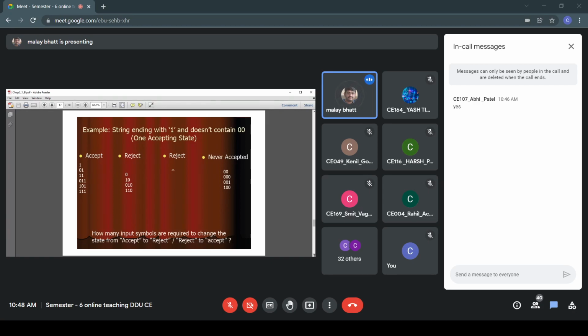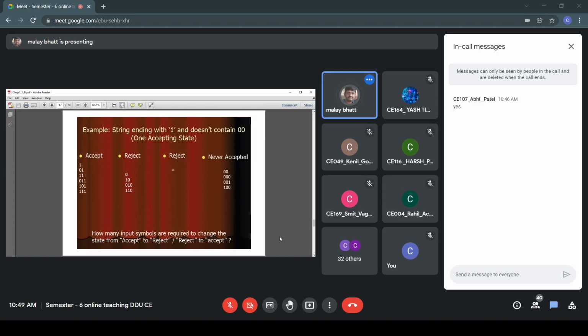The reason is, if I consider null and 1, 0, then what will happen? With 1, 0, and again 0, it will go to the never accepted state. If it is 1, 0, 1, it should go to acceptance. So there is a distance of only one symbol from the null for acceptance. Null concatenated with 1 will go to the accept state. So this is what you have to keep in mind: the distance from null to acceptance is only 1. You can see here, it is 1 directly.